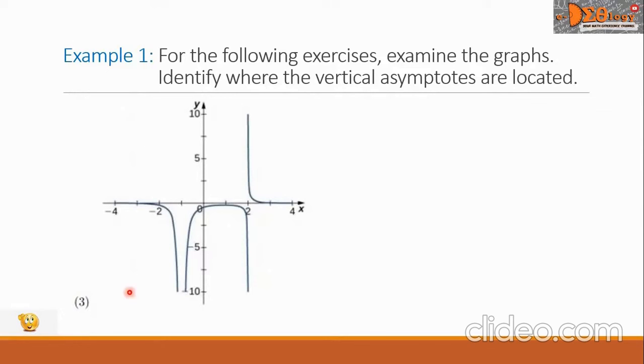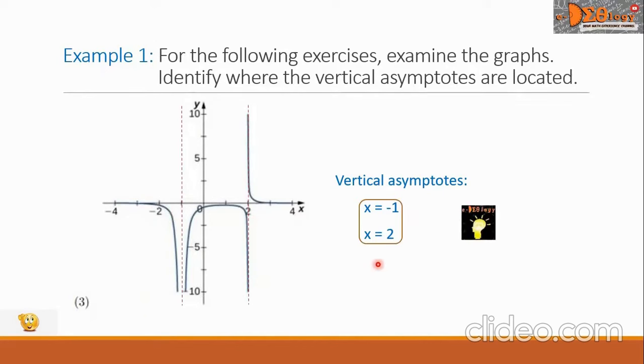Graph number 3. Examining the graph, we can see that asymptotes will come here and here. So we write x equals negative 1 and x equals positive 2. These are the answers.